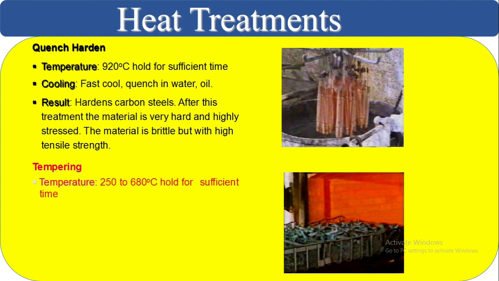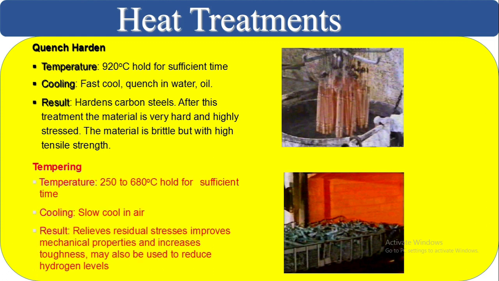Now we'll go to quench hardening. The temperature is also 920 degrees centigrade, held for sufficient time. You have to do the same things: reach 920 degrees centigrade first, then hold for sufficient time. Then cooling is quench in water or oil. This cooling is different from annealing and normalizing. It should be cooled very fast, by putting the steel in water or oil, so it cools very fast. That is called quench hardening.